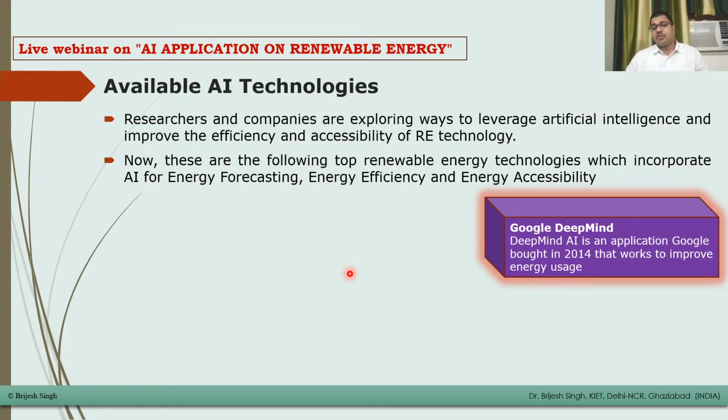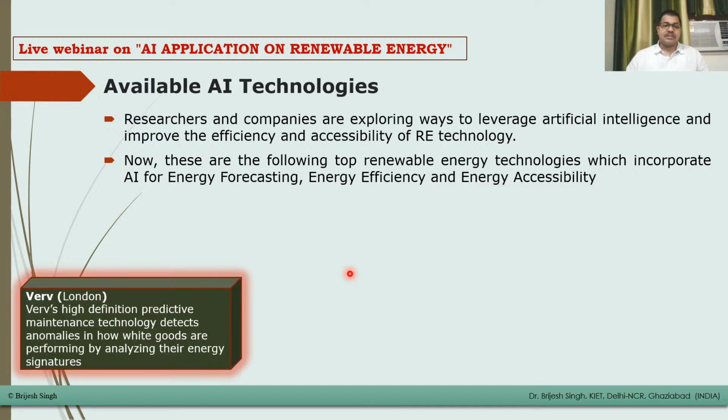Similarly, a well known one is Google DeepMind. DeepMind AI is an application from Google, bought in 2014, that works to improve energy use. This is a technology used for energy use, especially in fields like home automation or industry automation, for optimal utilization of energy. So Google DeepMind is useful.